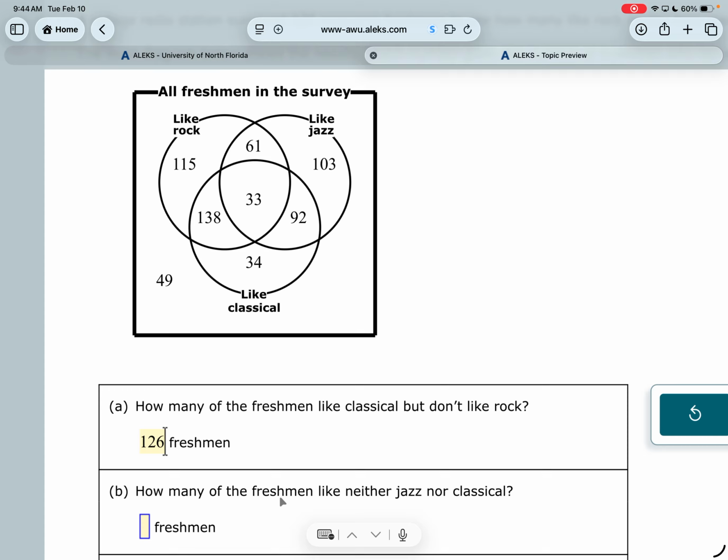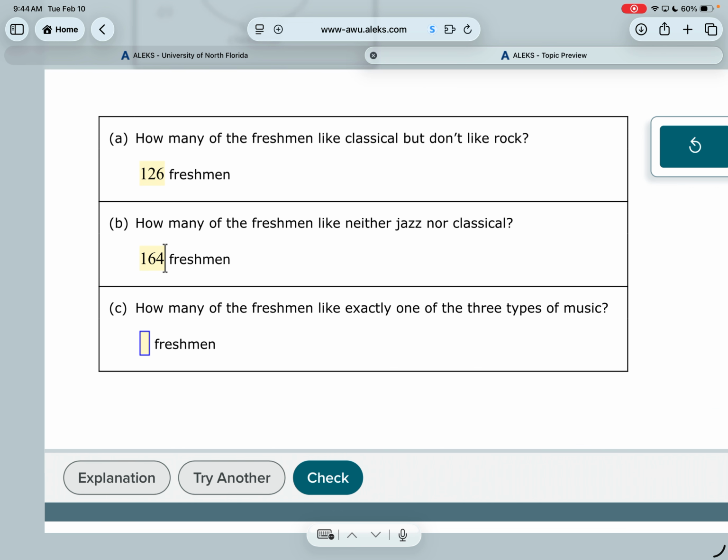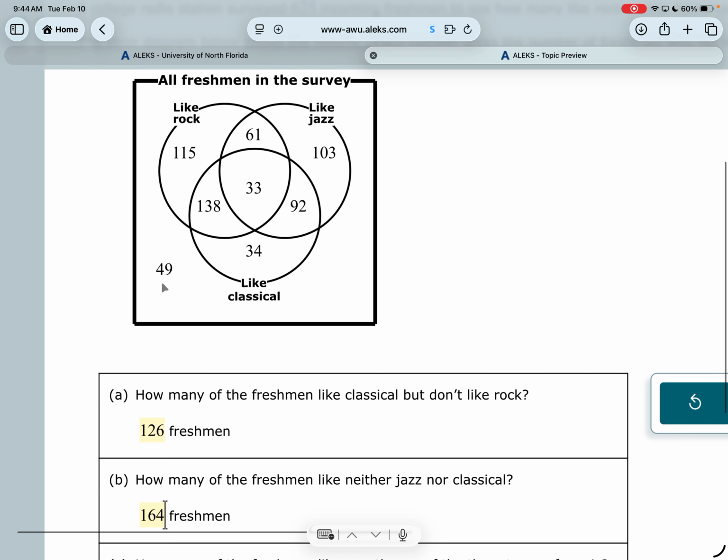How many of the freshmen like neither jazz nor classical? So I do not want to count anything in the jazz circle or anything in the classical circle. So there's 115 that like rock plus another 49. That would be 164. So do not forget to add the ones on the outside. They don't like jazz or classical. So you don't count anything in the jazz or the classical circles.